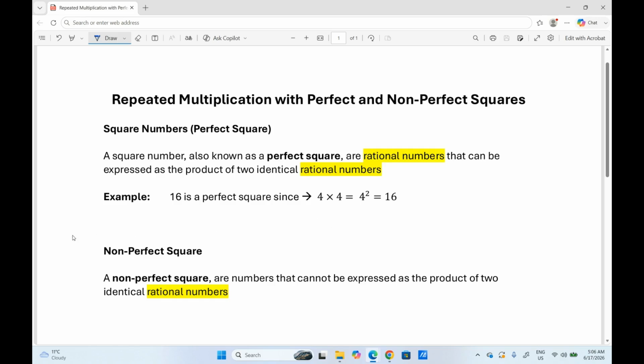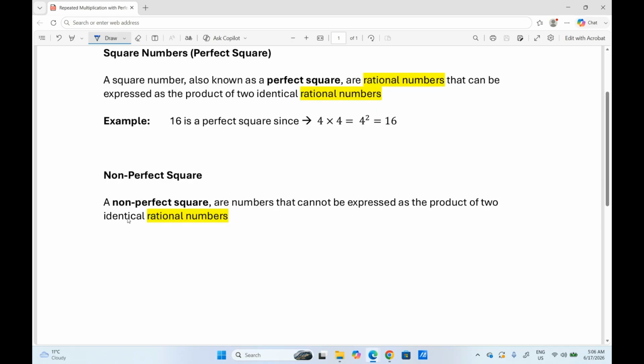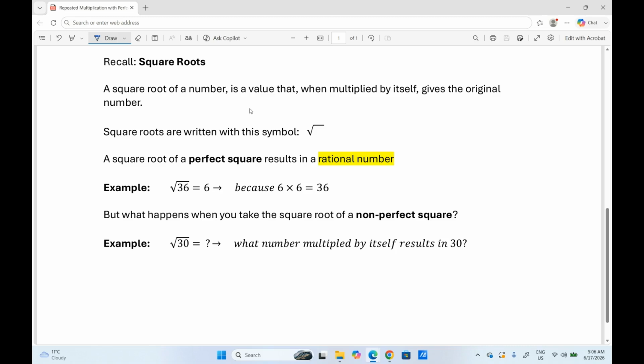Okay, now let's move on to non-perfect squares. A non-perfect square is a number that cannot be expressed as the product of two identical rational numbers. Before I talk more about this, I just want to recall what square roots are. The square root of a number is a value that when multiplied by itself gives the original number. And this is the symbol we use for it.